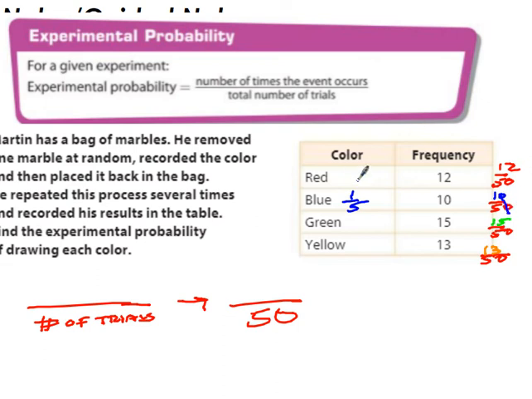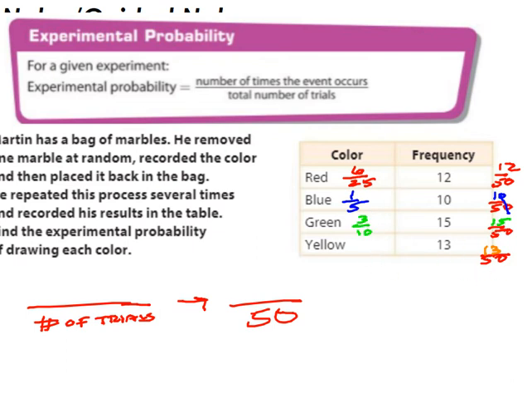12 out of 50, I can divide them both by 2. And that becomes 6 out of 25, because I'm dividing 12 by 2 and 50 by 2. 15 out of 50, I can divide them both by 5. And 15 becomes 3 out of 10.